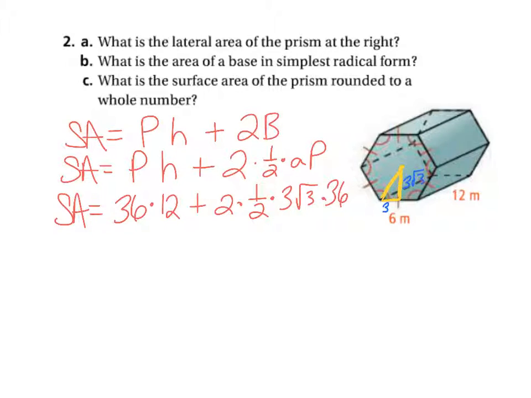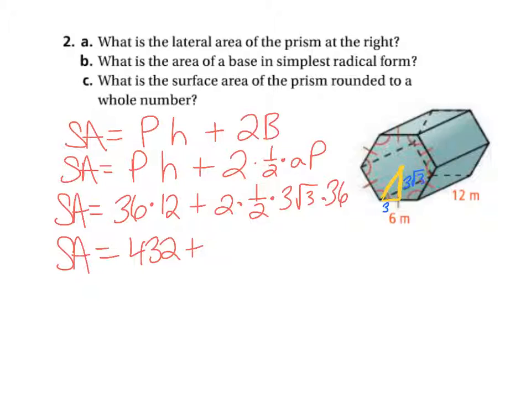Now the directions say to find the surface area rounded to the whole number, so I won't have to keep track of that radical. I'm going to go ahead and just multiply it out. But let's do this again in parts. That plus sign is kind of important to keep your parts separate. I'm going to do 36 times 12, and I get 432, plus 2 times 1/2 is just 1. Those are going to cancel.